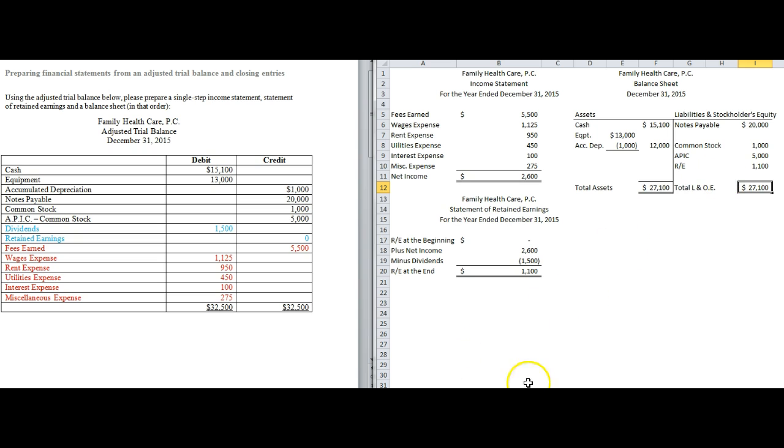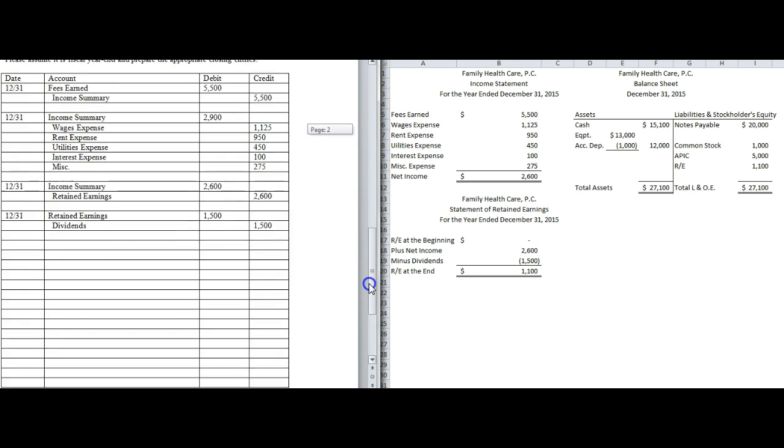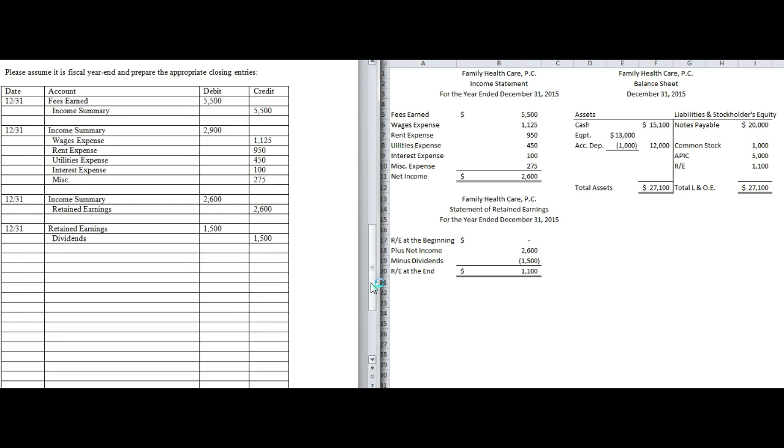So I hope this helps clarify creating financial statements from the adjusted trial balance and the process of closing out our temporary accounts, or nominal accounts sometimes they're called, so that we do exactly what we memorized. Retained earnings at the beginning, plus net income, which comes from income summary, minus dividends, which comes from the dividends account, gives us our retained earnings at the end.